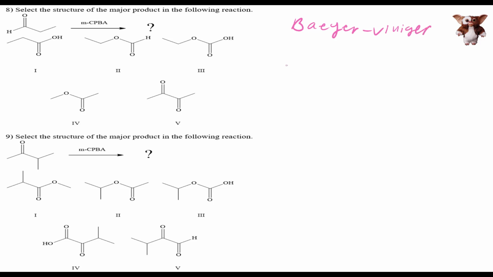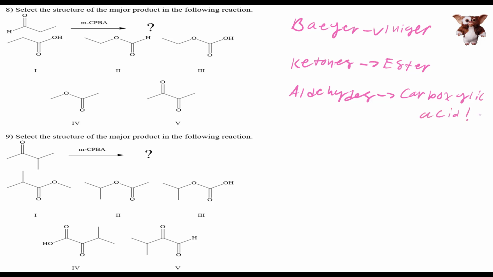And this is with an aldehyde, not a ketone. Okay, so whenever you're doing a Baeyer-Villiger reaction, whenever you're dealing with ketones, they're going to give you an ester. But when you're reacting with aldehydes, they're going to give you a carboxylic acid. Okay, so there we go.